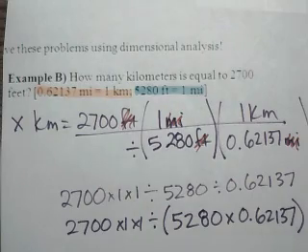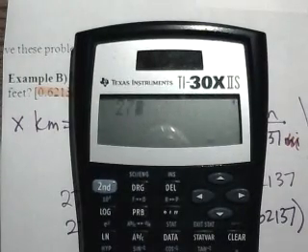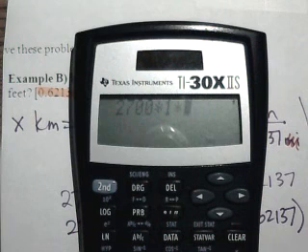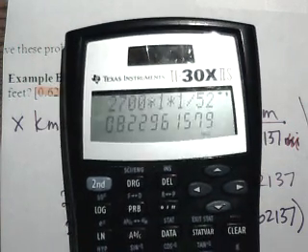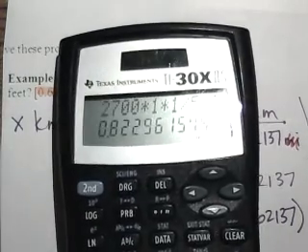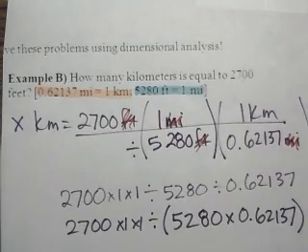So it would be 5,280, and then you can say times 0.62137 as long as that entire thing is in parentheses. So we get the calculator, 2,700 times 1 divided by 5,280 divided by 0.62137. Again, we get lots and lots of calculator garbage, so we go back to the problem to see how many significant figures we can have.